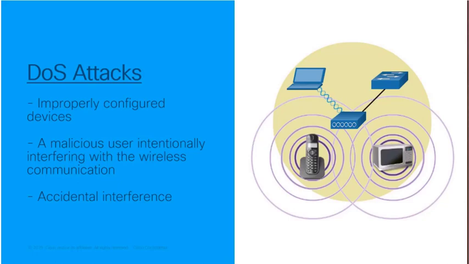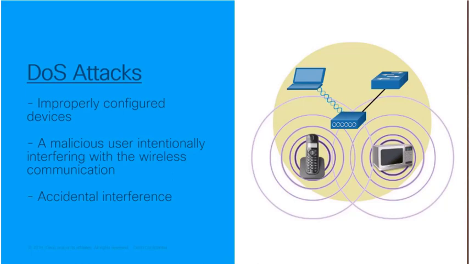Now, another DoS attack is where a malicious user intentionally interferes with the wireless communication. What that means is a malicious user has a goal, and their goal is to overwhelm the wireless access point to such a point where no legitimate devices can access it. There are tools for mobile devices for this, as well as specific radio frequency blocking tools.